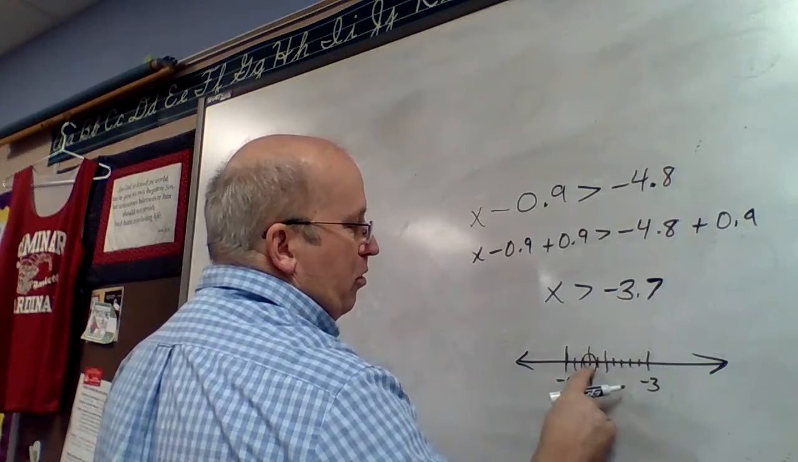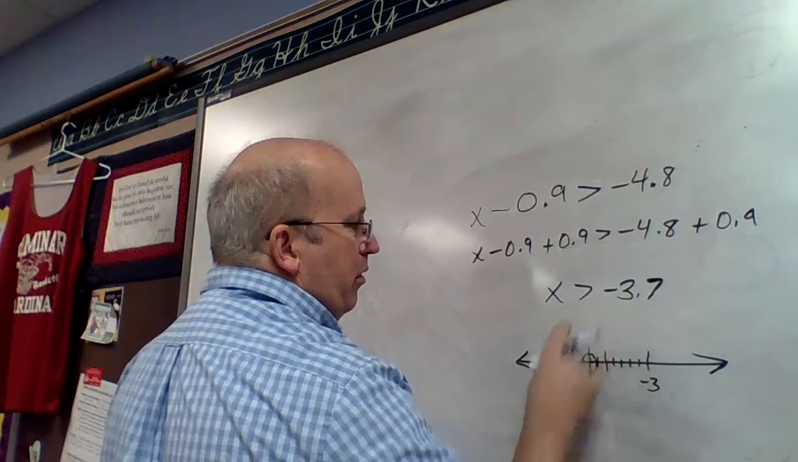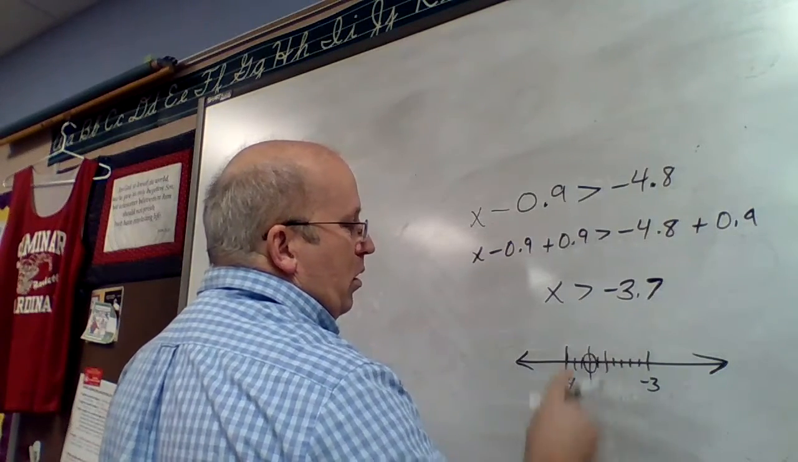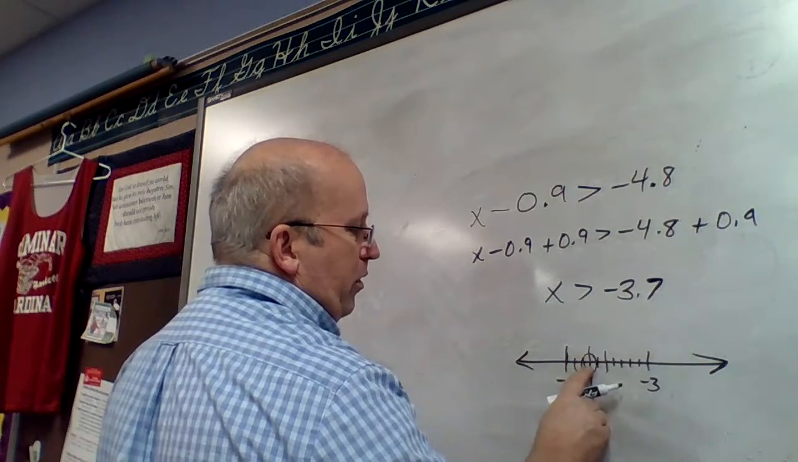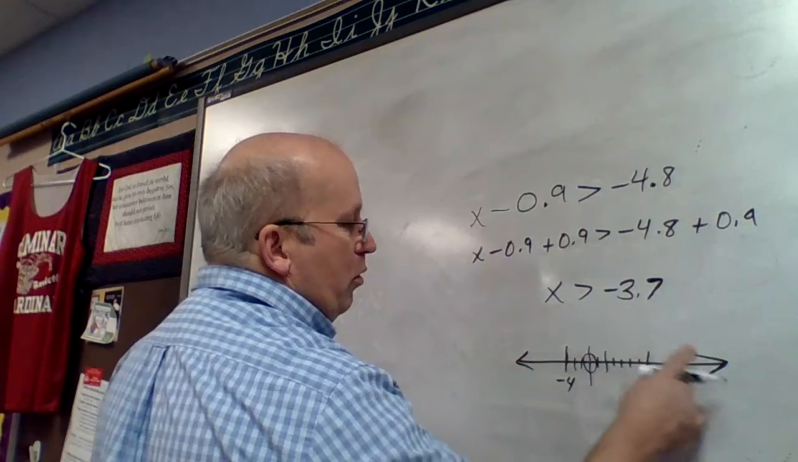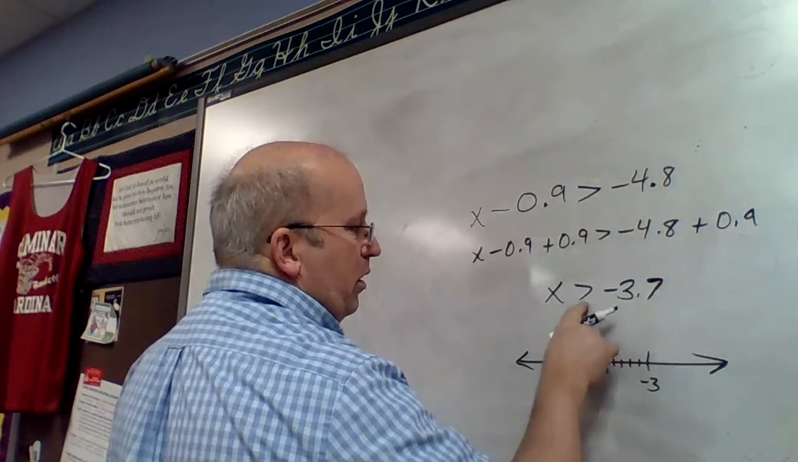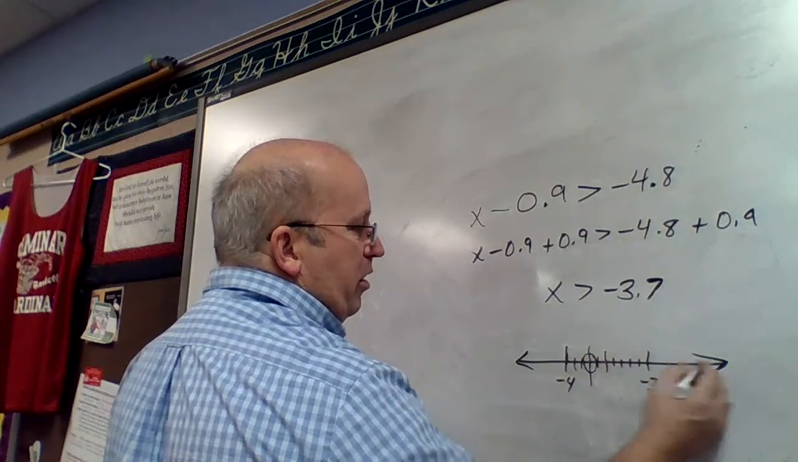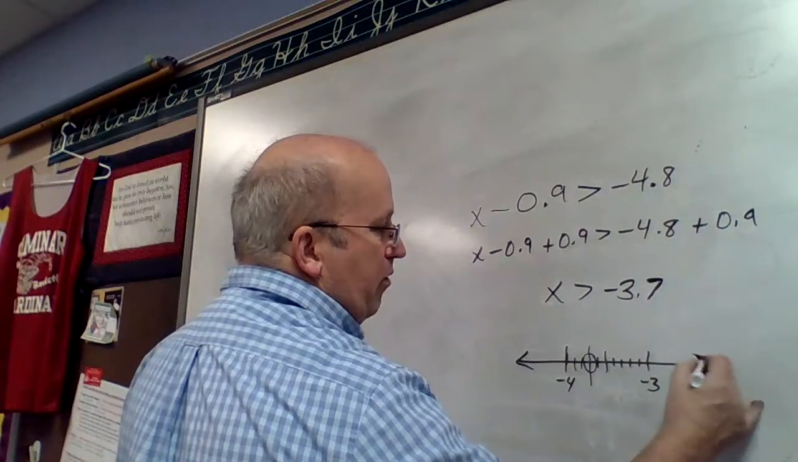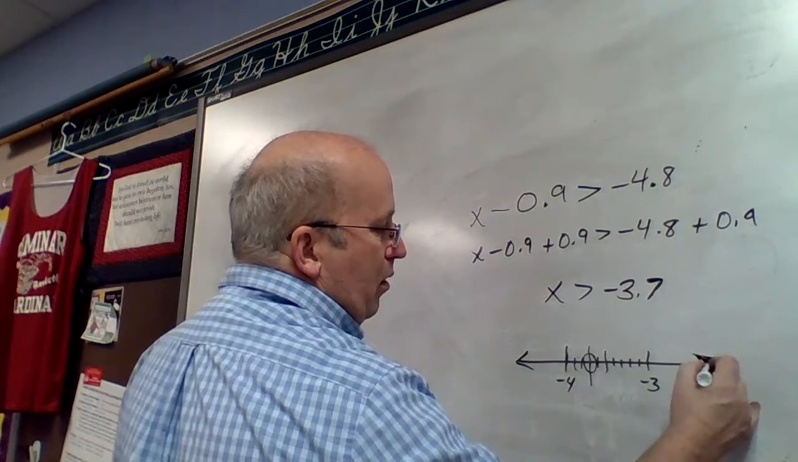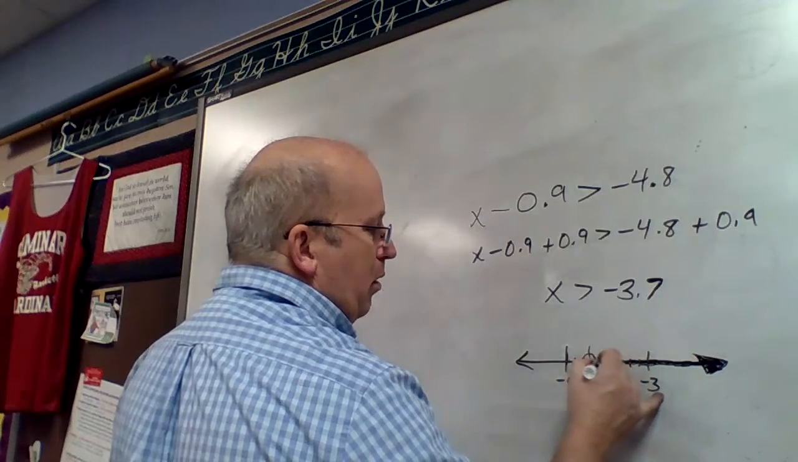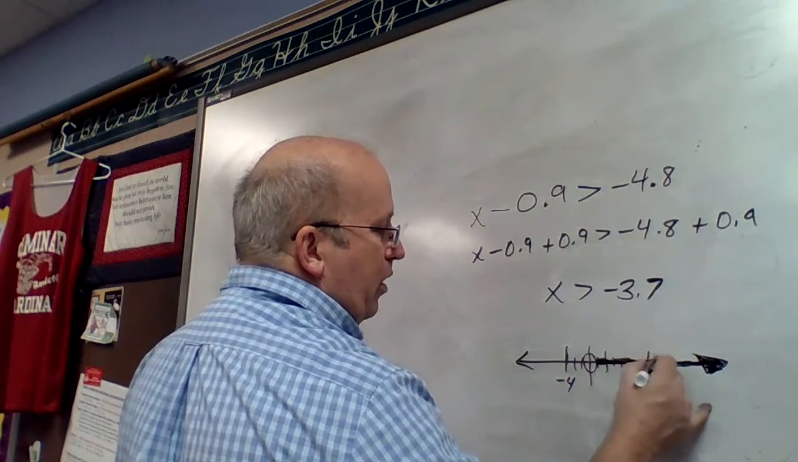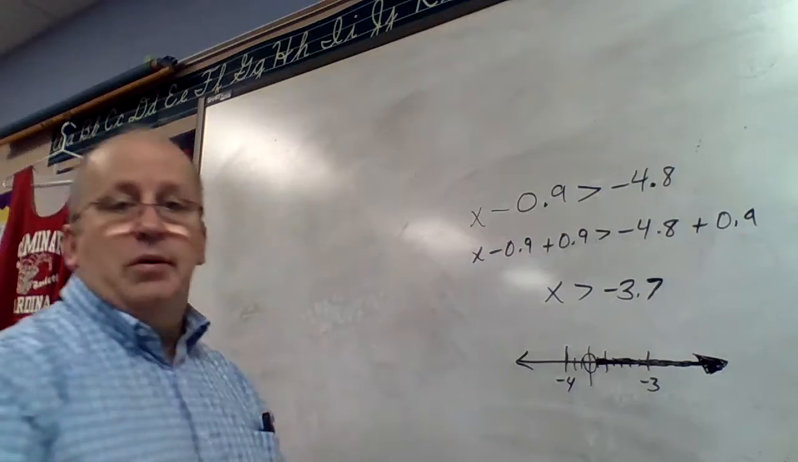I'm going to use an open circle because it's a greater than. And the question is now, what number is greater than this? Do I shade to the left or do I shade to the right? What number is greater than this? Isn't it all the numbers on the right-hand side again? Any number that's to the right is going to be bigger than the numbers that are on the left. So I'm done with that one.